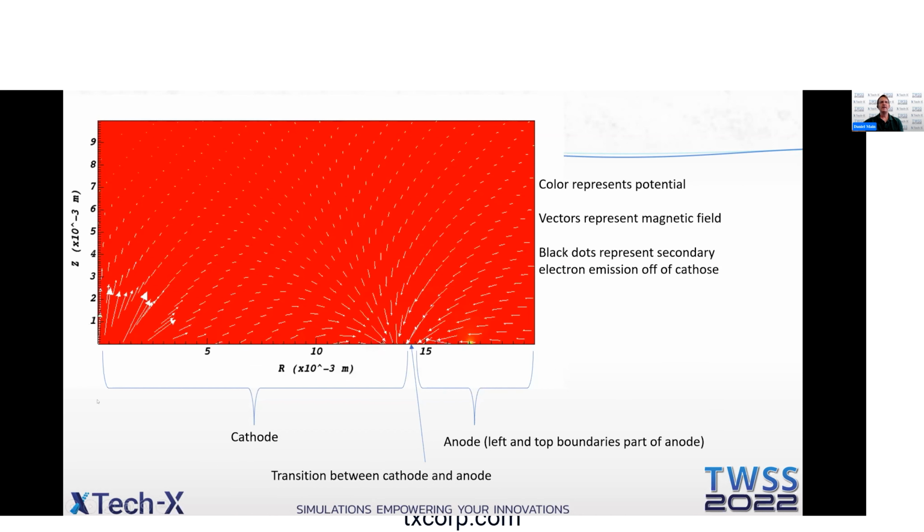The cathode actually goes from this left boundary over to about here. And then there's this transition region between the cathode and the anode. And then the anode is actually all of this here, the lower part, the upper part of this far axis, and then this right boundary, and then this top boundary. That's all the anode. So the initial voltage of the anode is grounded, and the initial voltage of the cathode was set to negative 470 volts.